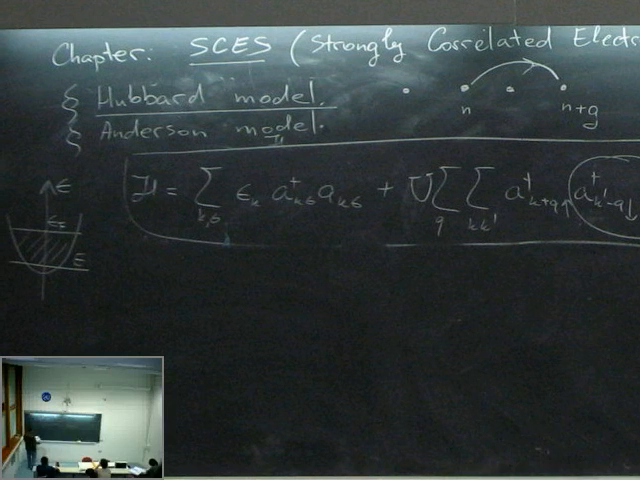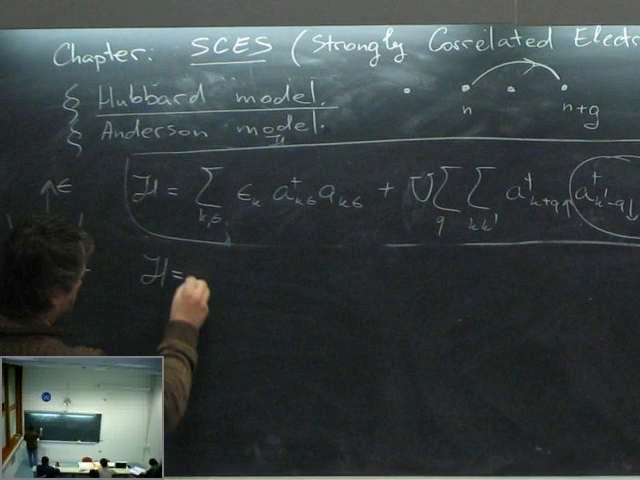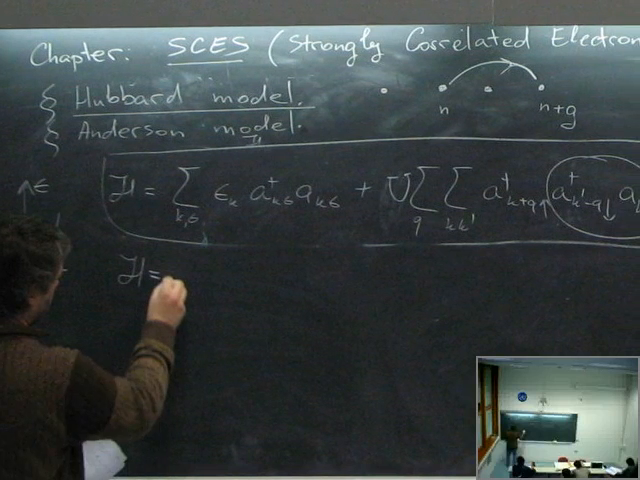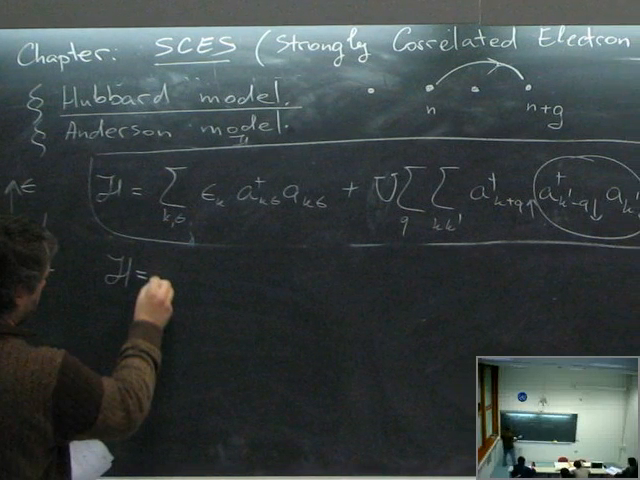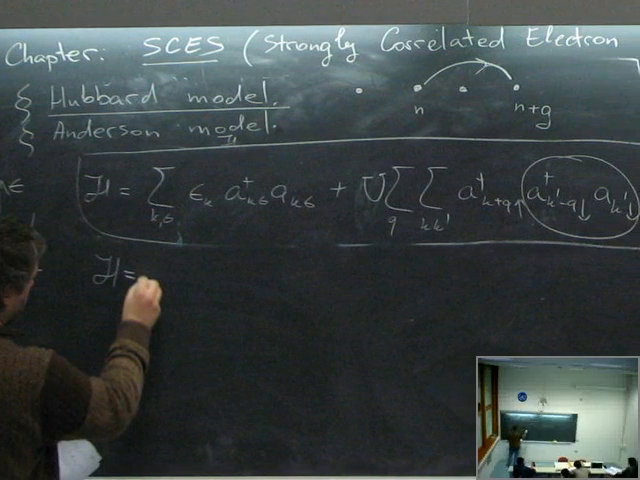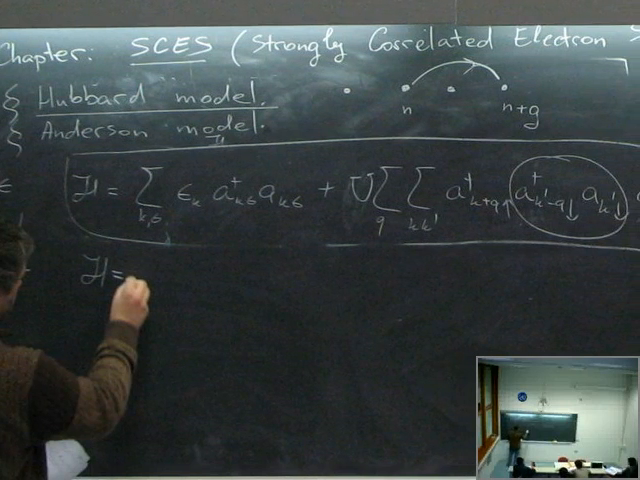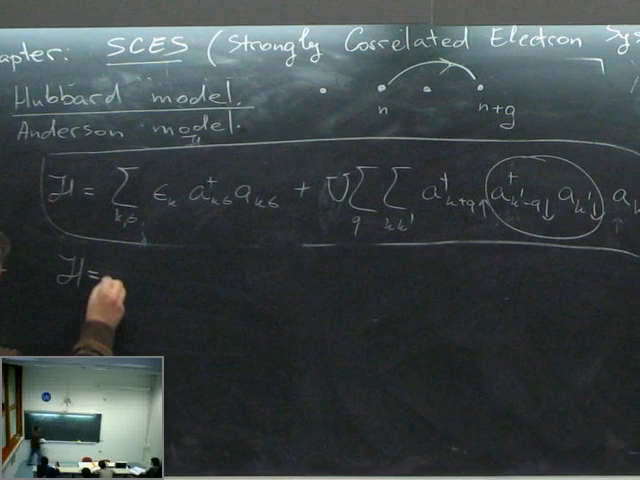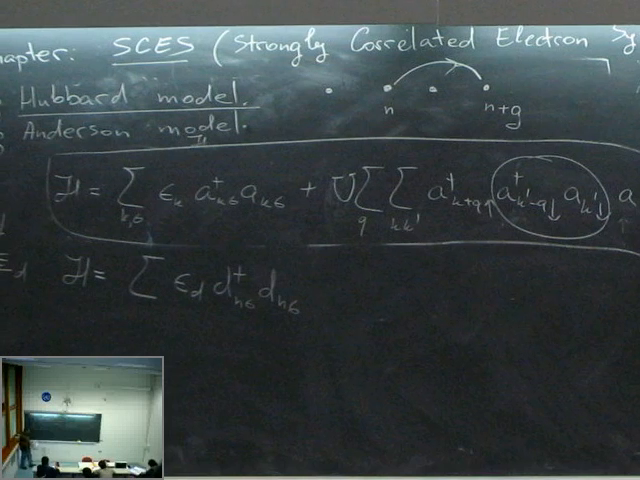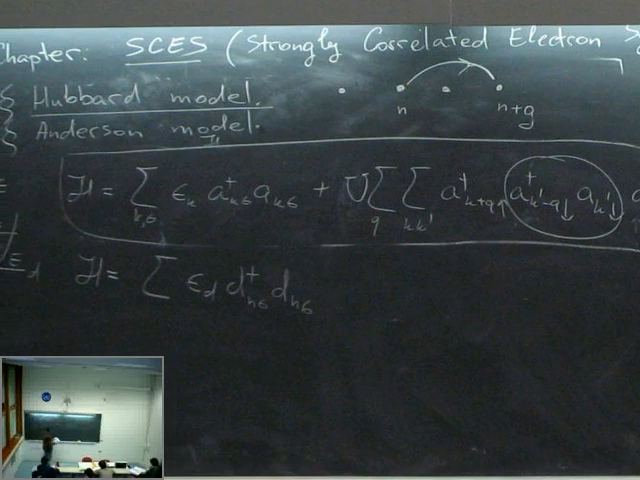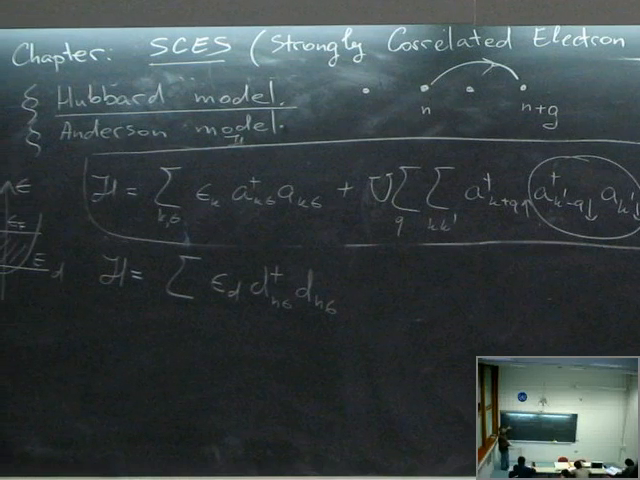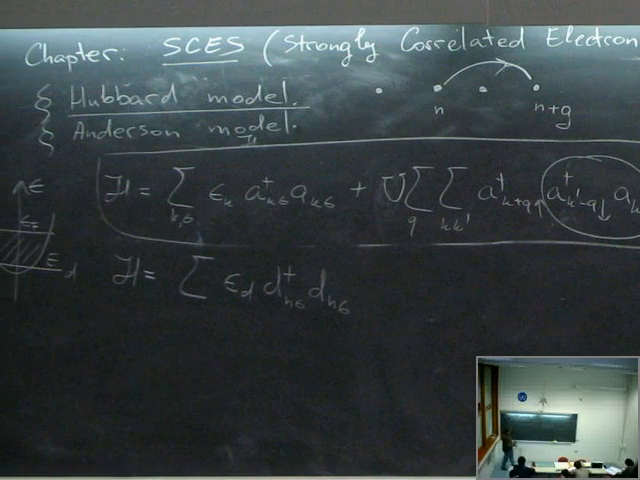And let's write a simple Hamiltonian which will describe the position of this d level, d dagger sigma, d sigma. So these are deep orbitals, localized electrons. They cannot move because they are far away from the Fermi surface.